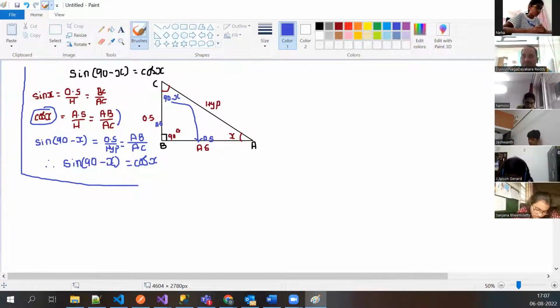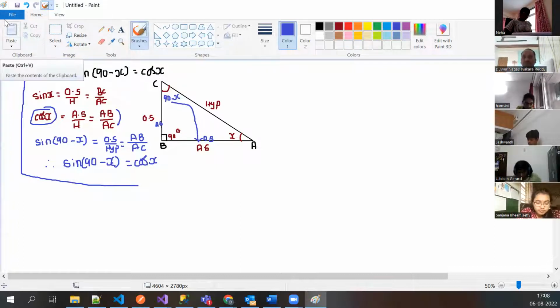Sir, then it will be cosecant of 90 minus x equals secant x, correct. And note down, cosecant of 90 minus x equals secant x. So, if you want to do any one of these, you have to use the same way which you did right now. If they ask you to prove, similarly, you have to prove. For example, tan, if you want to prove, let me explain.